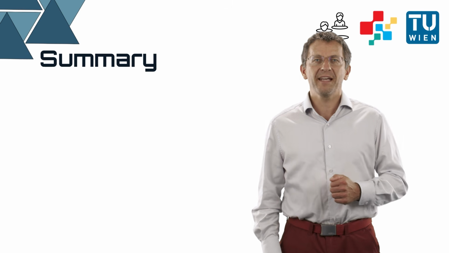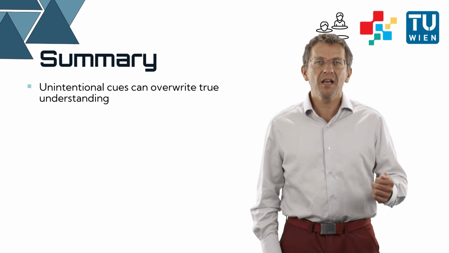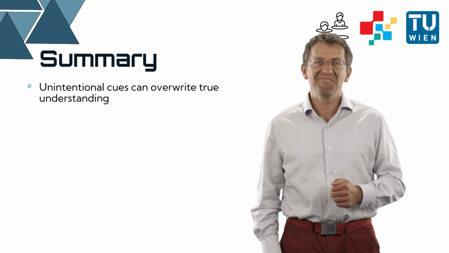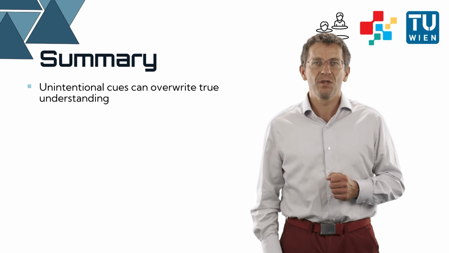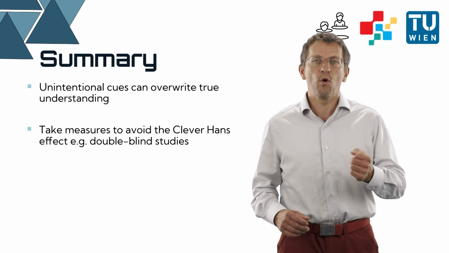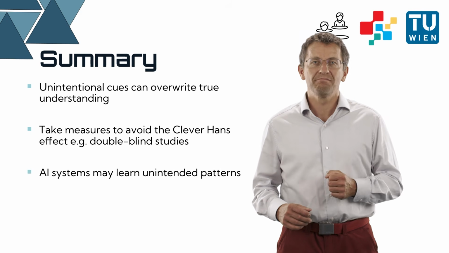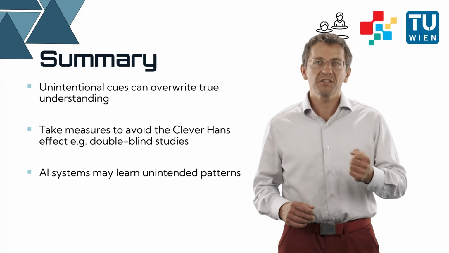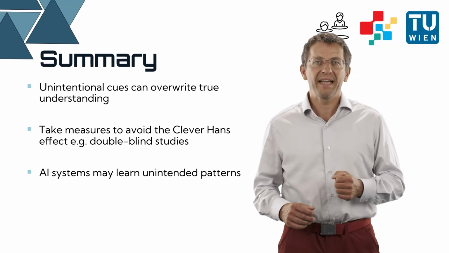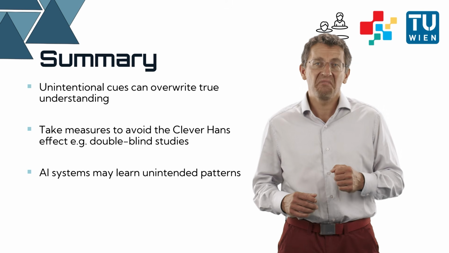So, the key takeaways are: apparent skill may result from subtle, unintentional cues and not true understanding. For experiment design, measures have to be taken to avoid the Clever Hans effect, for example, double-blind studies. In AI, models may learn spurious patterns instead of intended signals. But for most applications, this is still good enough.